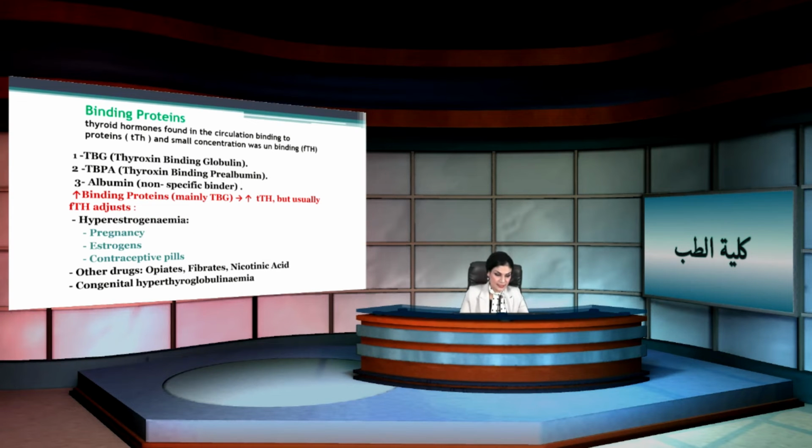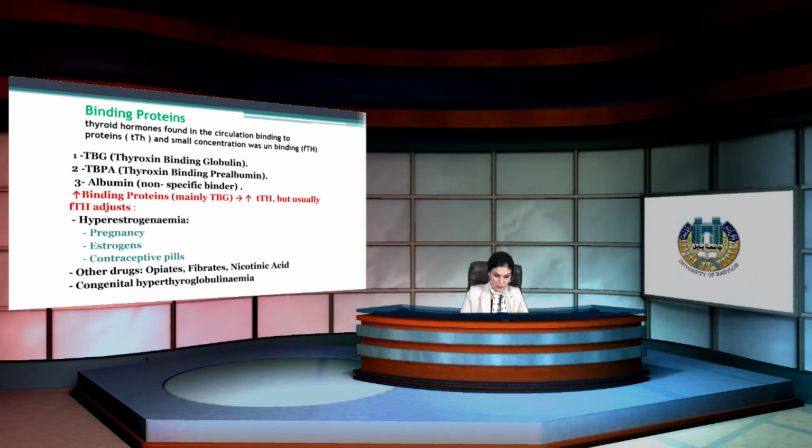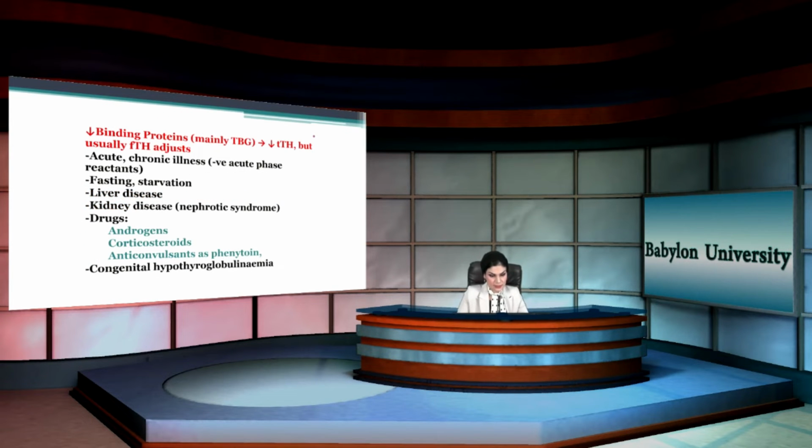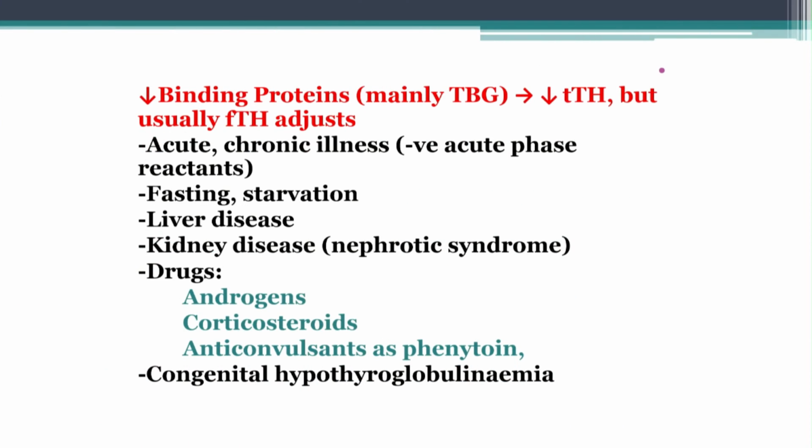The causes of increased binding protein are hyperestrogenemia, like pregnancy, estrogen, contraceptive pill, other drugs like opiate, fibrate, nicotinic acid, and congenital hyperthyroxinemic globulinemia. While decreased binding protein results in decreased total thyroid hormone, but usually free thyroid hormone is adjusted. The causes are acute and chronic illness, fasting, starvation, liver disease, kidney disease, drugs like androgen, corticosteroid, anticonvulsant, and congenital hypothyroxinemic globulinemia.